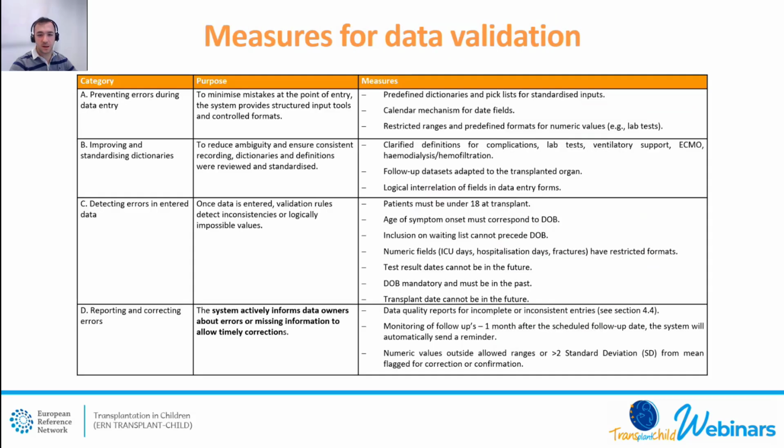The PITR registry has an inbuilt series of preventive and corrective measures to ensure the data quality. These include error prevention during data entry, improvement, standardization, and update of dictionaries, validation rules to detect errors or inconsistencies in entered data, and a reporting system to inform data owners of missing or incomplete data.